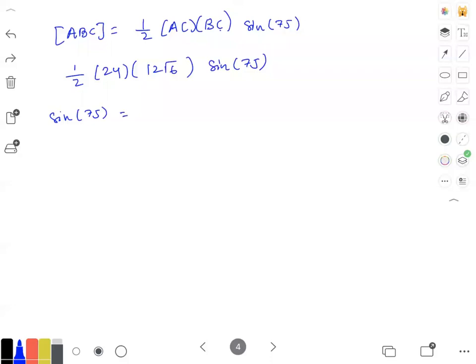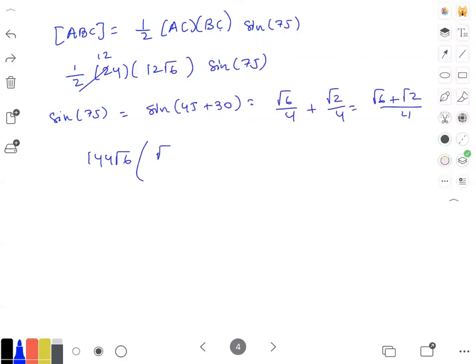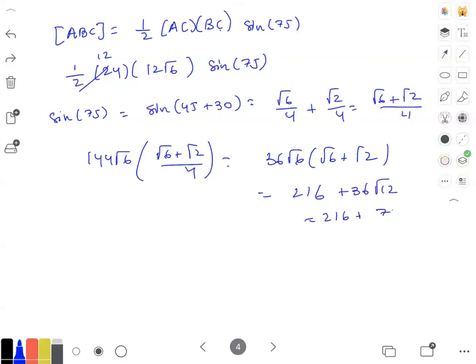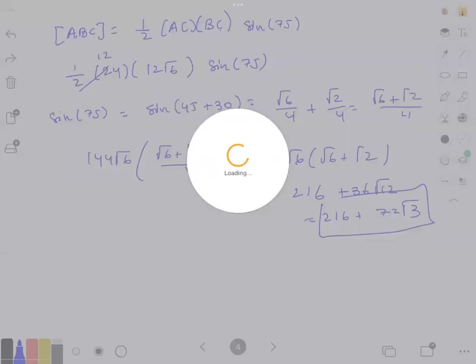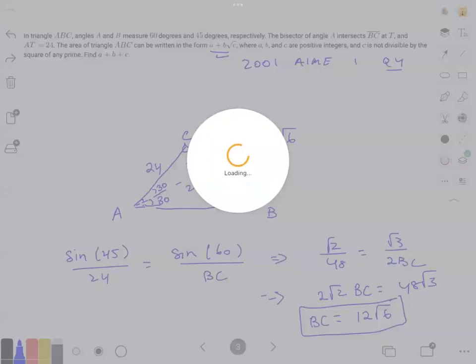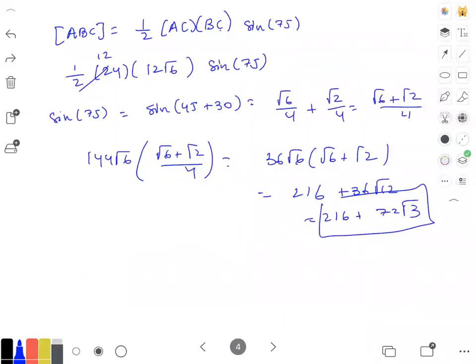Okay, so sine of 75 is sine of 45 plus 30, and then using the angle identity, that's sine 45 cosine 30, which is root 6 over 4, plus cosine 30 sine 45, which is root 2 over 4. So root 6 plus root 2 over 4. Now let's just do the computation. We have 12, this becomes 144 root 6 times root 6 plus root 2 over 4. This becomes 36 root 6 times root 6 plus root 2, which becomes 216 plus 36 root 12, which is nothing but 216 plus 72 root 3. All right, so this is the answer for our area. Let's go back to the problem. It can be expressed as this, find A plus B plus C. So 216 plus 72 plus 3 is going to be 291.